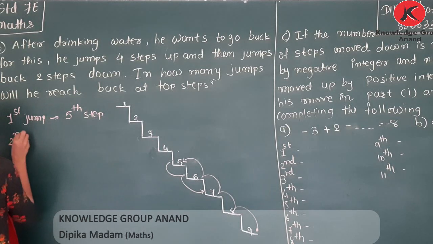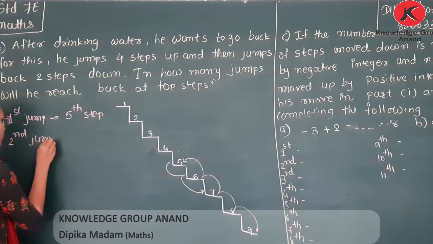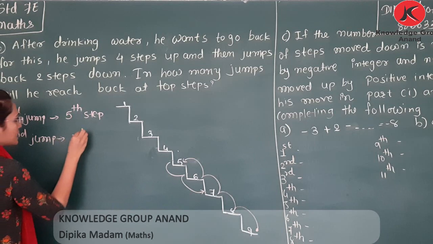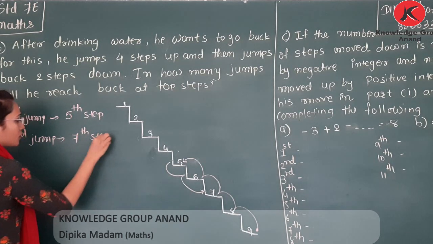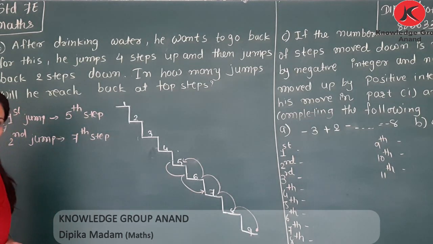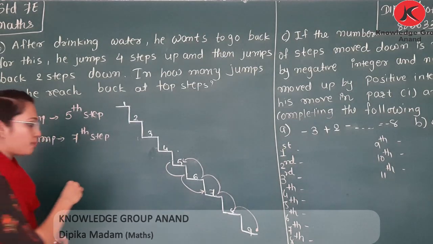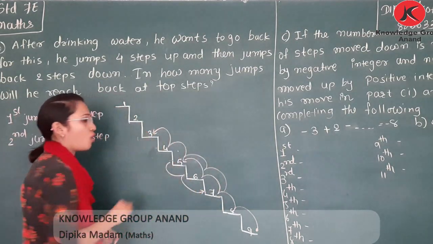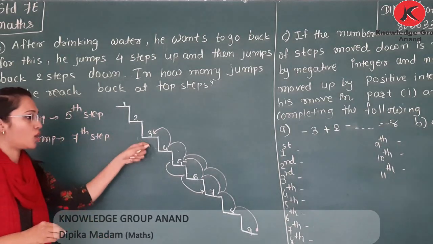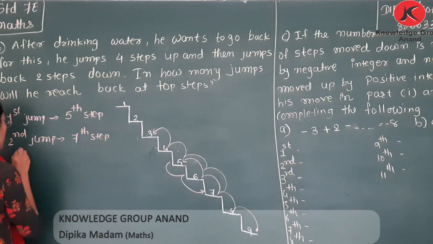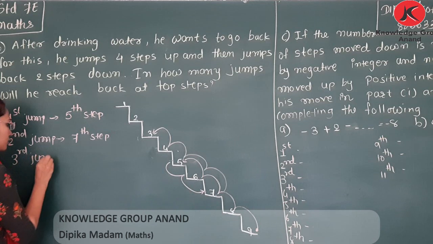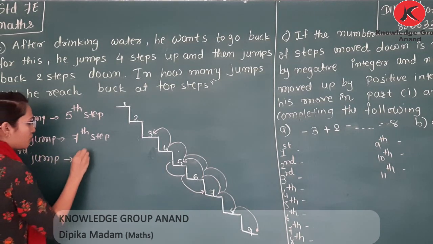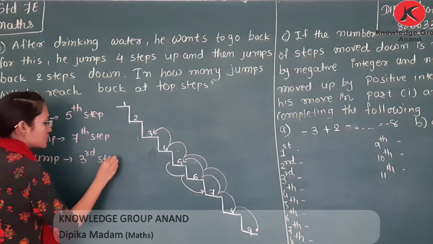So in second jump, he will be on 7th step. Now from the 7th step again 4 step up. So 1, 2, 3 and 4. On which step he will be? He will be on third step. So in third jump, he will be on third step.